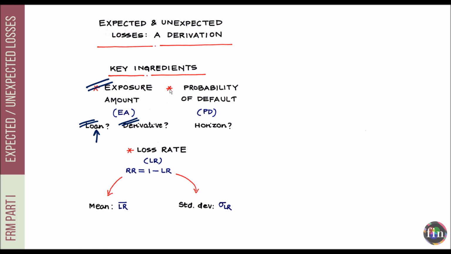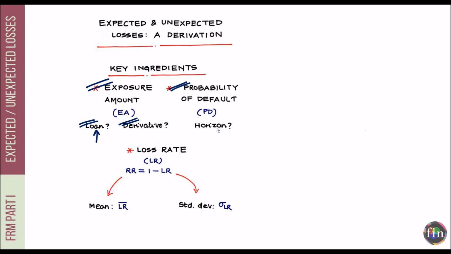The next input that we will need is the probability of default. Again, it's an input which depends on the choice of the horizon. Why? Because the probability of default will scale with the period over which this probability of default is estimated for. So again, I'll be assuming, let's say, a 1 year period.